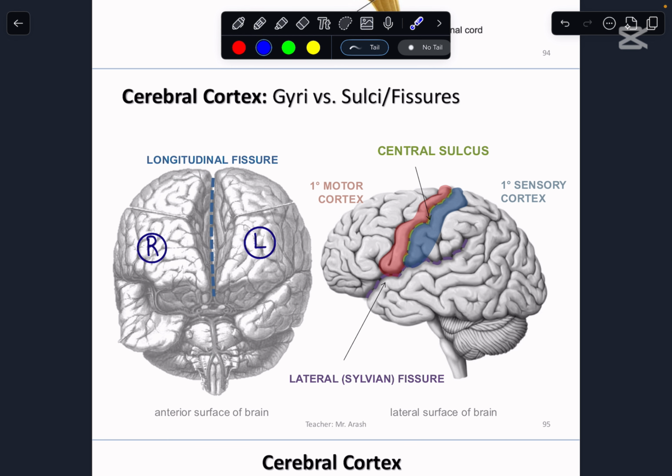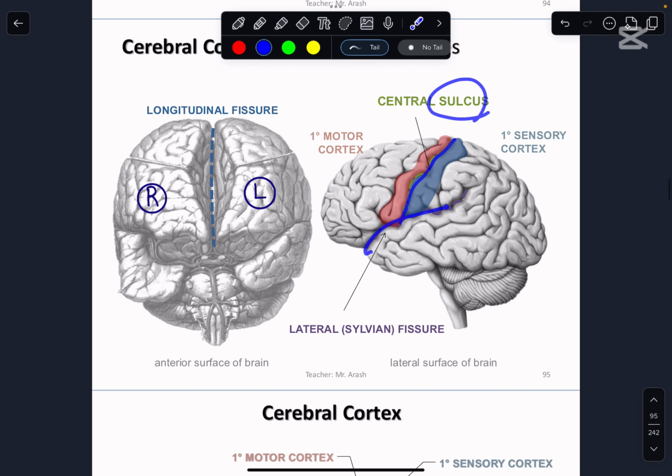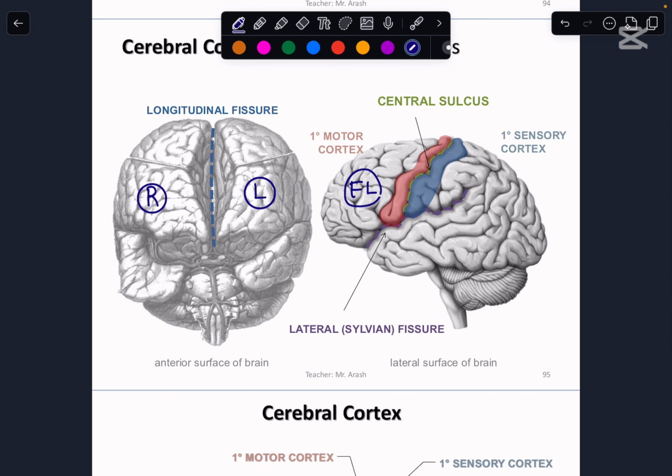And then here we had the central sulcus, so central fissure. You can see that I drew that here, right? Number two. And this one here is what we call the lateral fissure or Sylvian fissure or lateral sulcus. That's your x-axis, that's your y-axis. If you remember when I was talking about the frontal lobe and the parietal lobe, the frontal lobe would be here. I'm going to use the term FL, frontal lobe. Here, parietal lobe, PL. If you remember the four lobes of the brain.